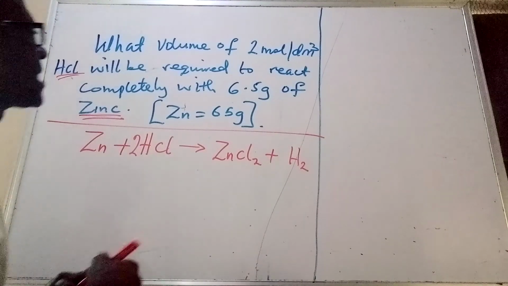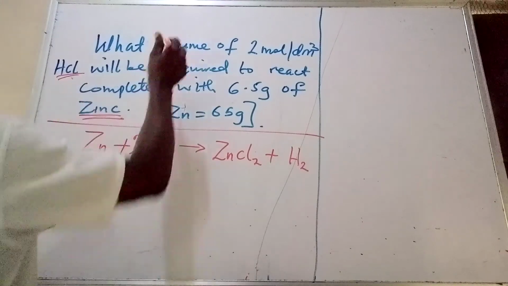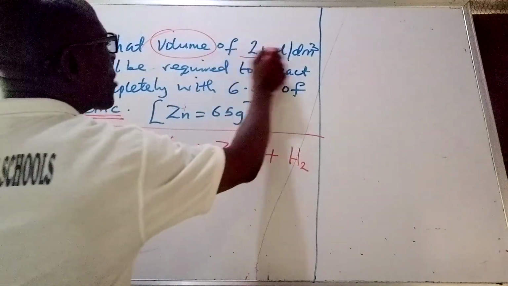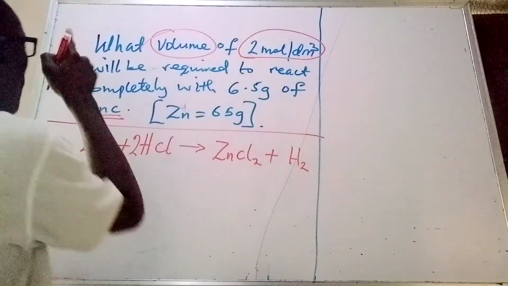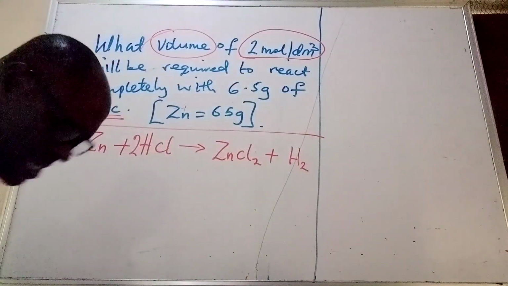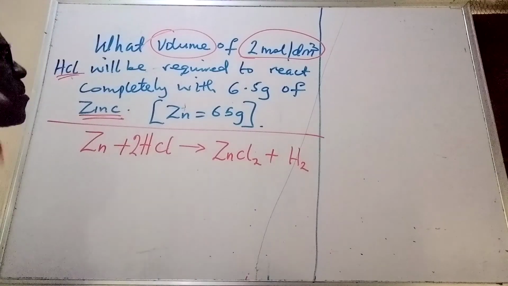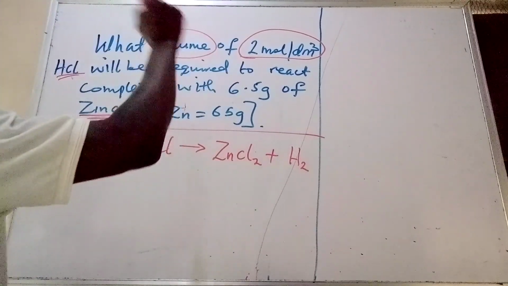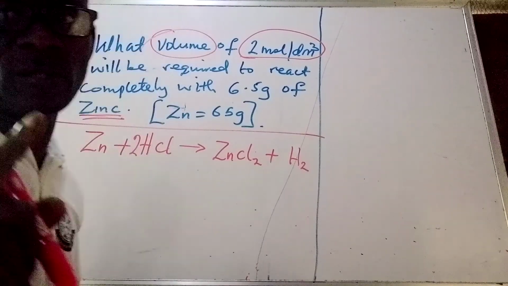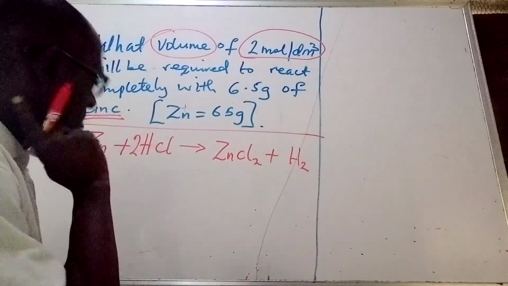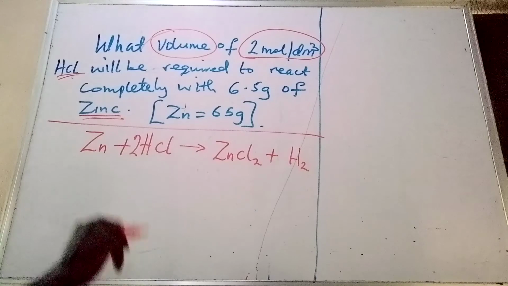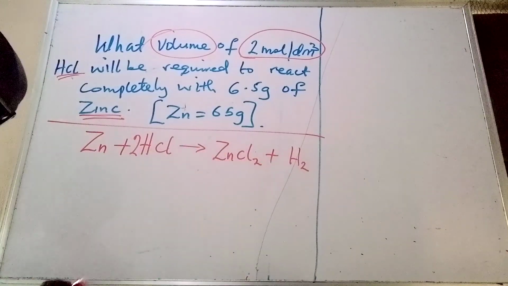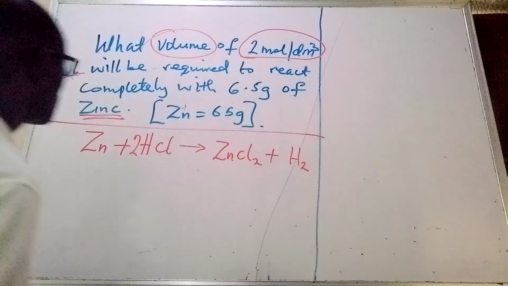Don't forget that we are looking for what? Volume of HCl. But what we are given is molar concentration of HCl. So the next thing that will come to your mind is, how do you change the molar concentration to what? Volume. That is the first thing. But then, according to the reaction, you have to consider the reaction given.